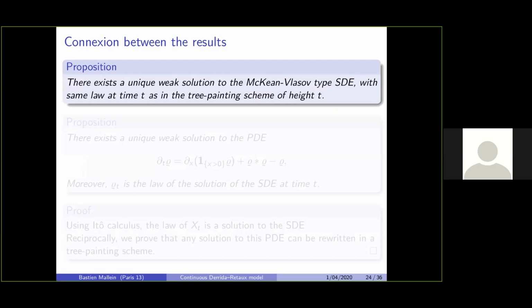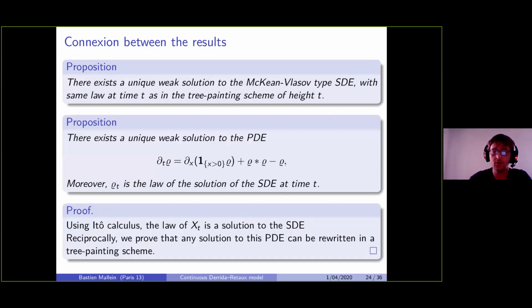Okay. So the good thing is that all those descriptions come full circle, right? There exists a unique weak solution to the SDE, which has the same law at time t as the tree process. And this is also the unique solution of the partial differential equation ∂t rho = ∂x of (indicator of x positive times rho) plus the convolution of rho with itself minus rho. So you have a unique definition of the Derrida-Retaux model in continuous time, which is the family of rho t.